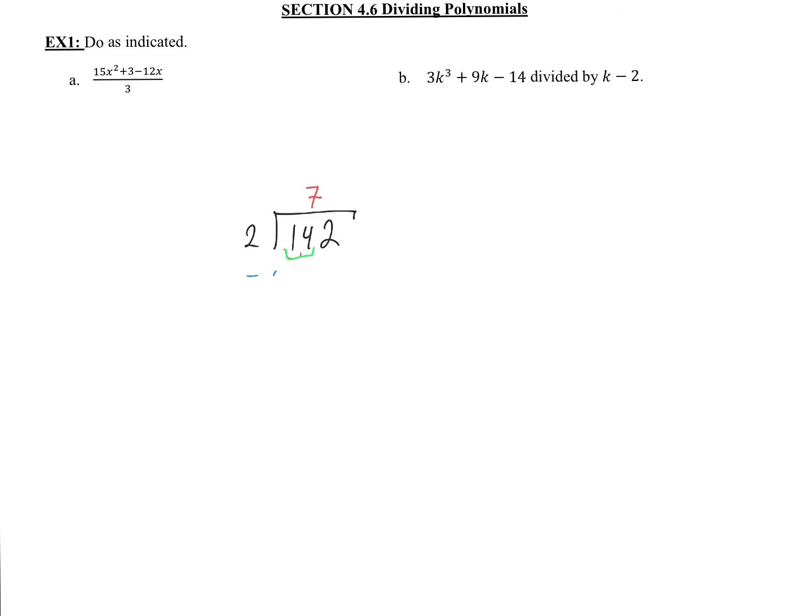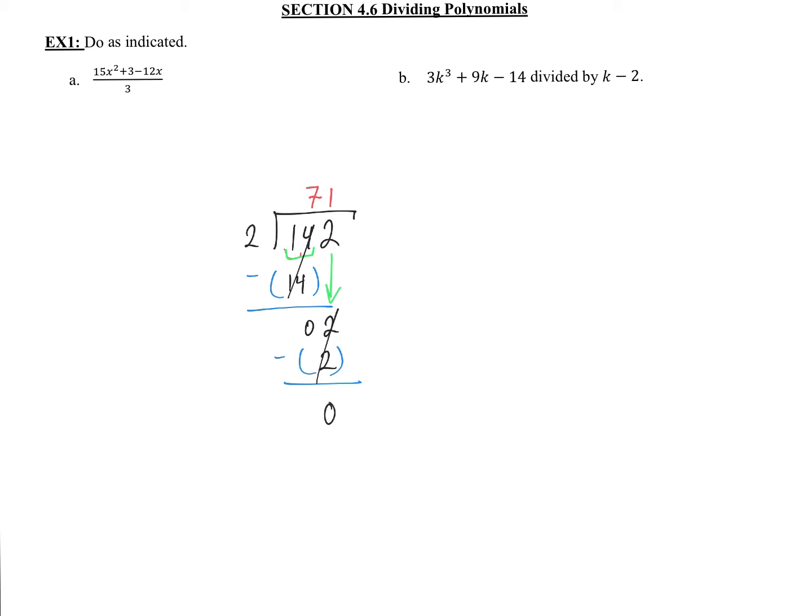And then after that, we'll do the subtraction. So 2 times 7 is going to be 14. Subtract, that's a 0. But we're not done, remember? We have to bring down the next term, which is a 2. And then we ask ourselves again, can 2 go into 2? We'll say, yes, it does. How many times? 1. And then we'll do that subtraction, multiply the 2 times the 1, and we get 2. And we subtract, and we're done.